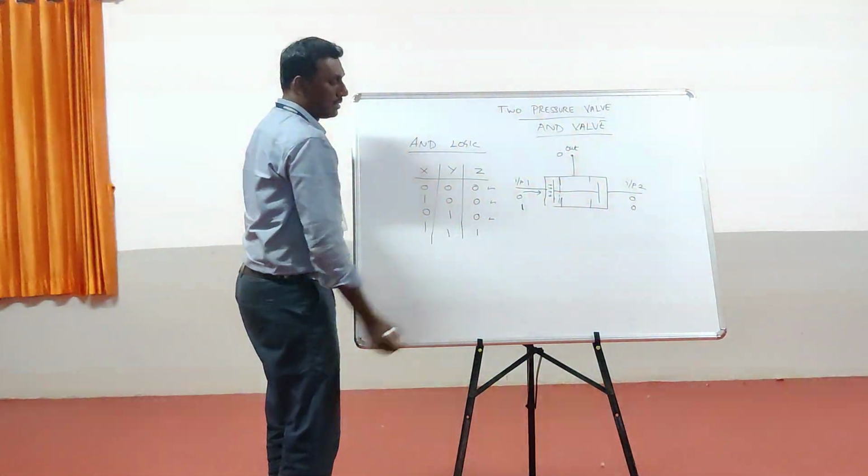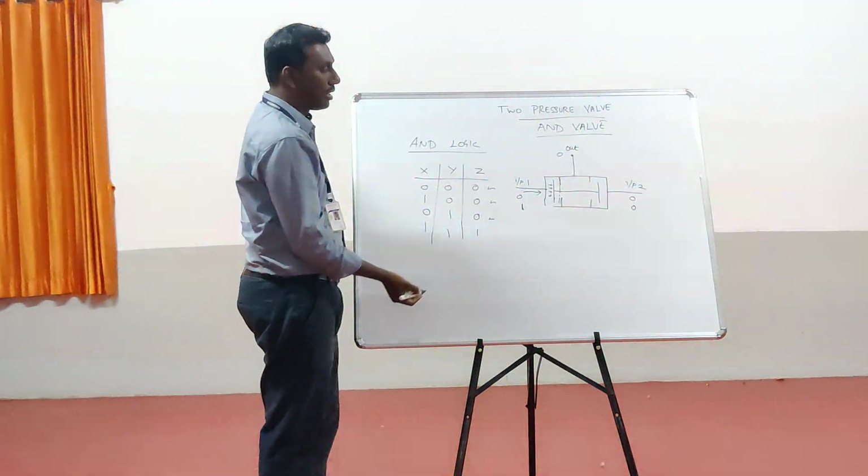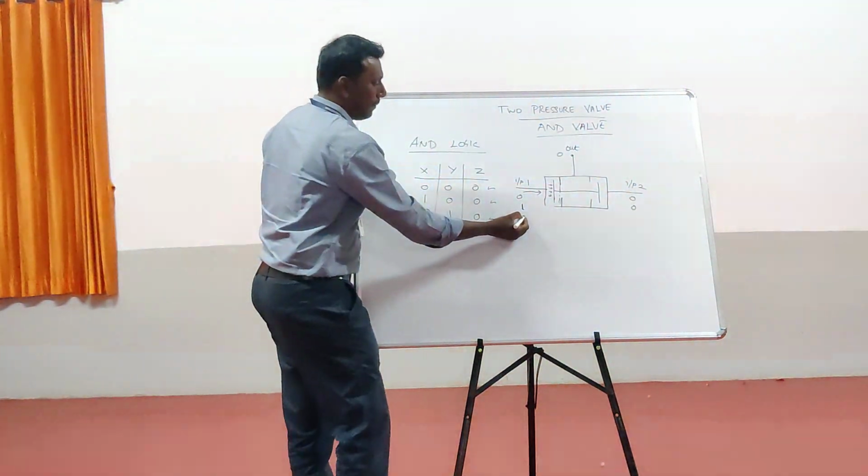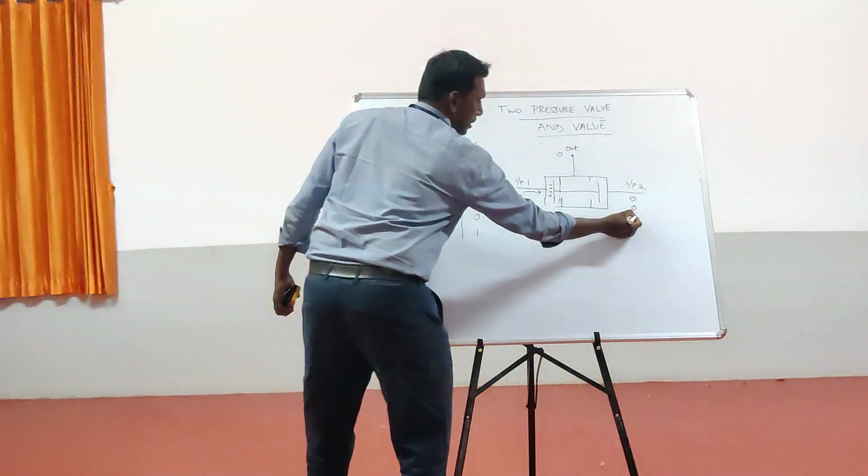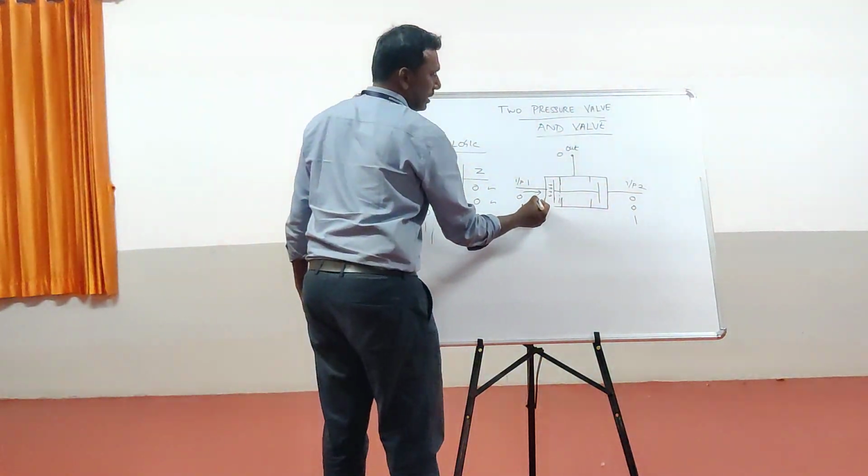Consider the third combination, which is the vice versa of the second combination. Here input is 0, here input is 1, which means here there is no fluid supply.